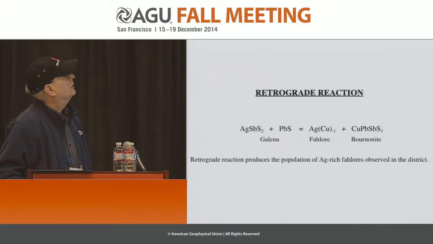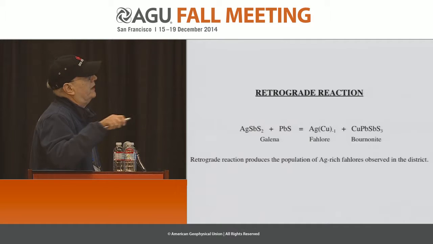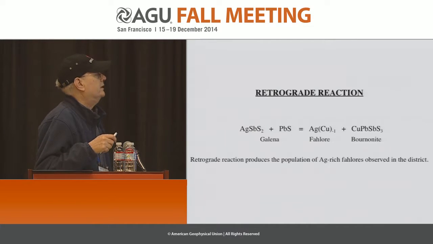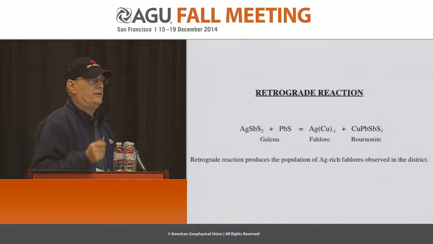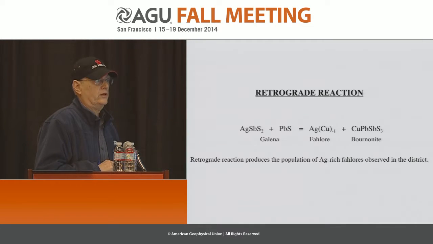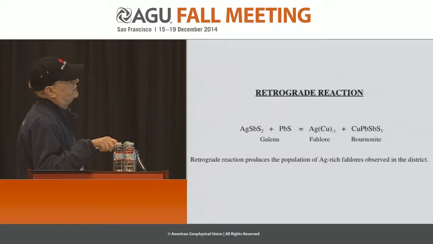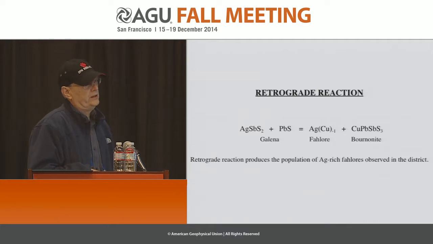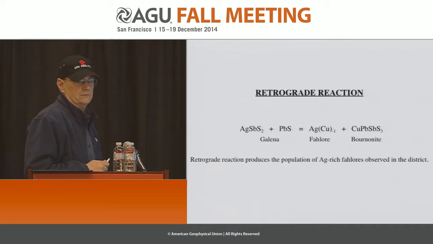So the reaction that explains this is really simple. You take that silver antimony sulfide component in the galena and combine the antimony with lead, and you take the silver out of this and put it into the fluor and pull copper out, and that goes into the bornite. So what does this do? This creates a population of really silver-rich galenas, but that has nothing to do with the original deposition. So you get the population of high-silver galenas you observe in the district, and you also deplete the galena. You just wipe it out of silver. It's gone.